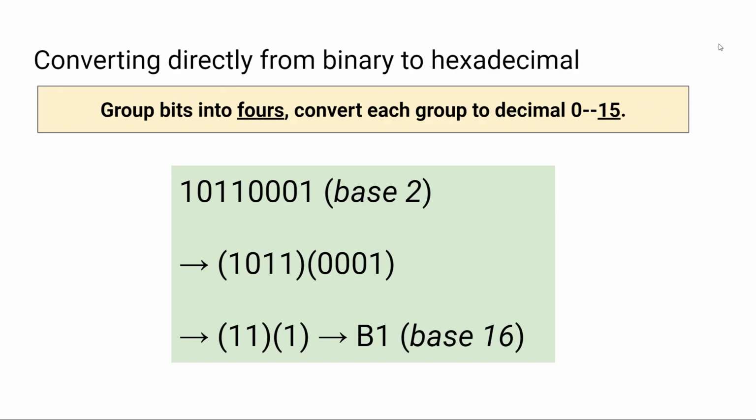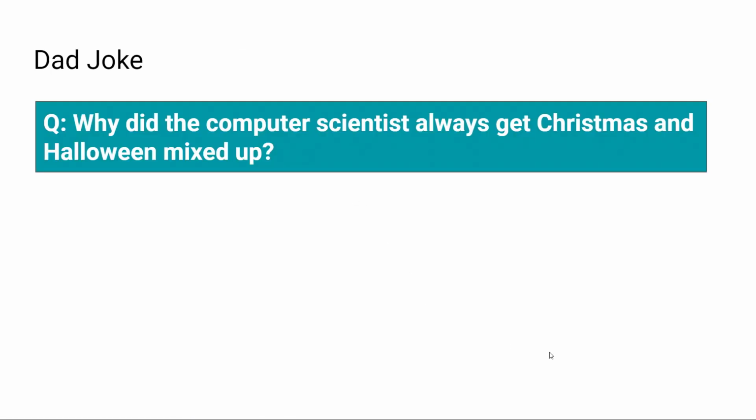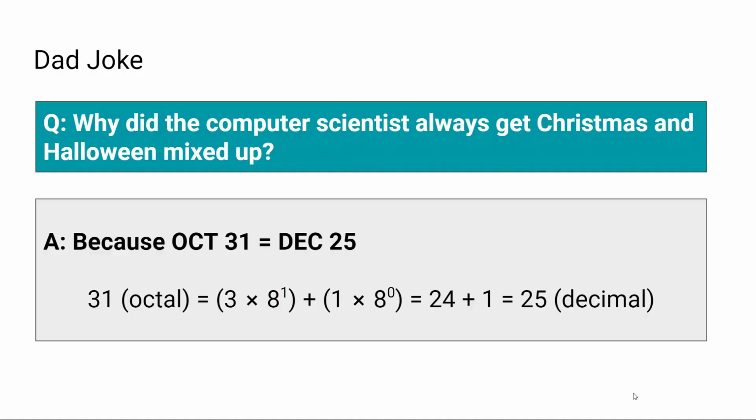Finally, here's a dad joke for you. Why did the computer scientist always get Christmas and Halloween mixed up? It's because Oct 31 is Dec 25.